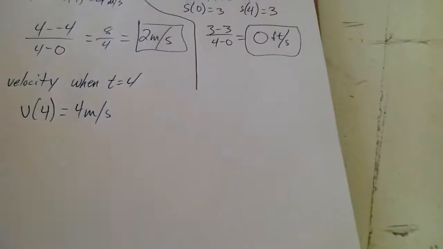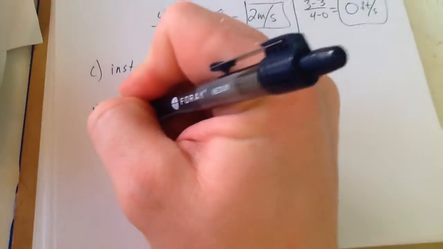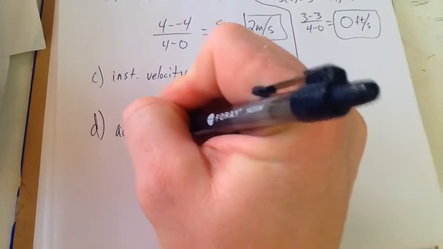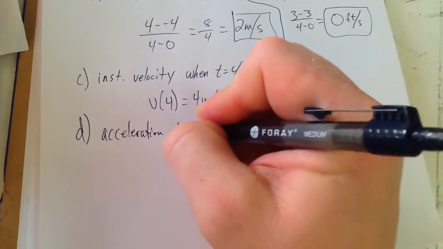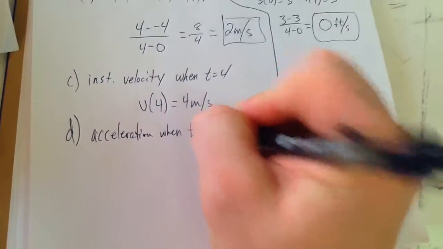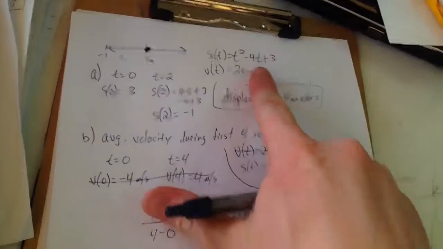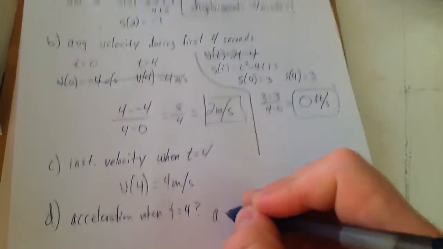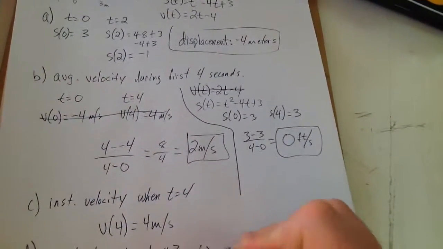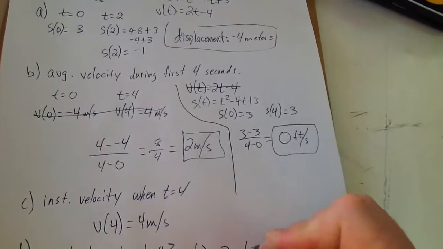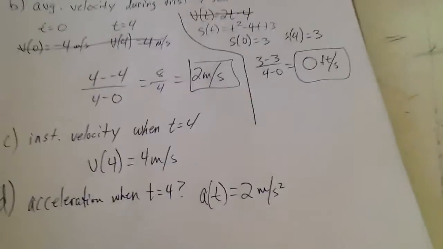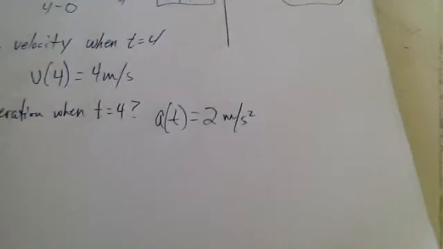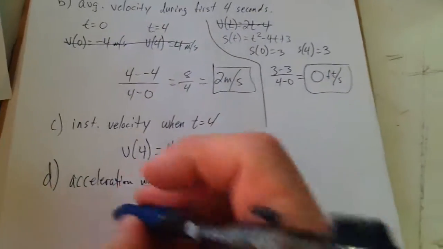Anyway. What's D? Acceleration when t equals 4. Well, we got our position function, our velocity function, just get the acceleration function. Derivative of that, I think it's just 2. I don't think I'm going too fast here. Well, when t equals 4, there's no t to plug in, so the answer's 2.